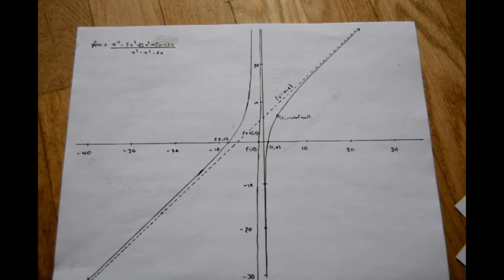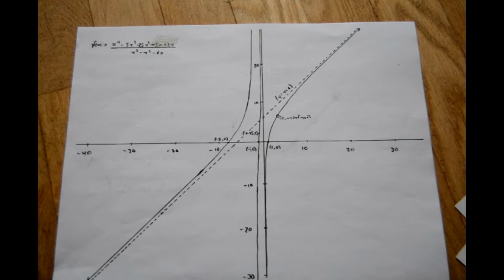We know it's got no horizontal or vertical stretch based on the fact that there's no a or k value. We know it's going to have an oblique asymptote because the top is one degree higher than the bottom, and we know it should have vertical asymptotes because of what's on the bottom of the equation as well. Now, let's take a look at this graph in some more detail.